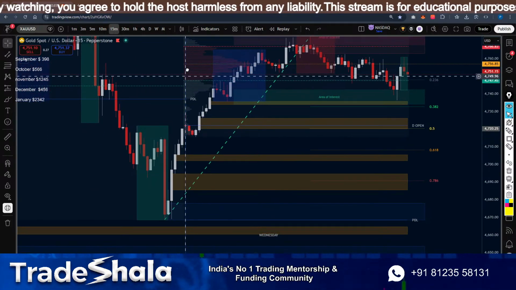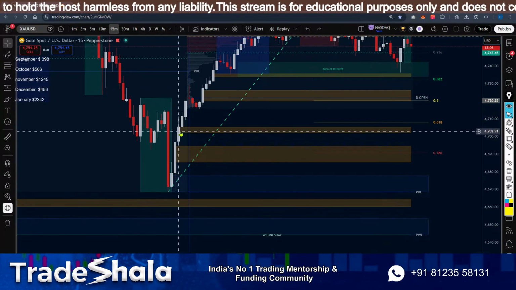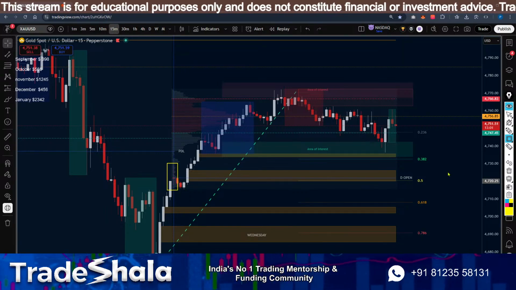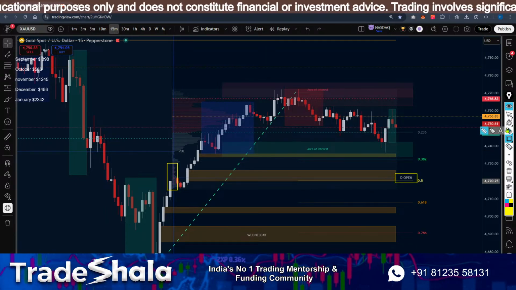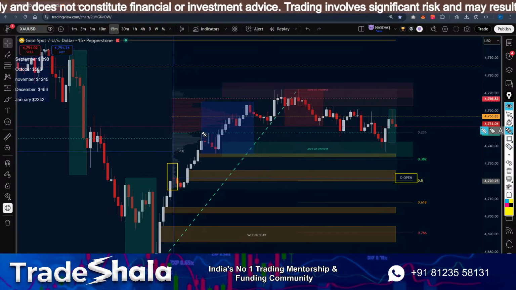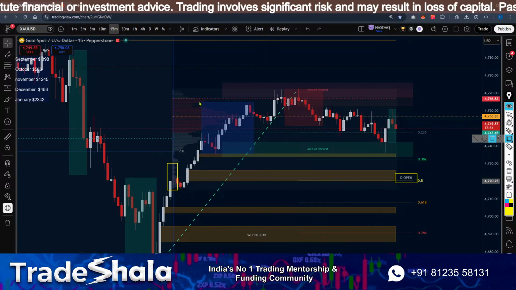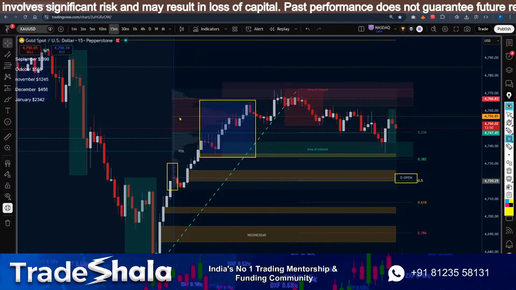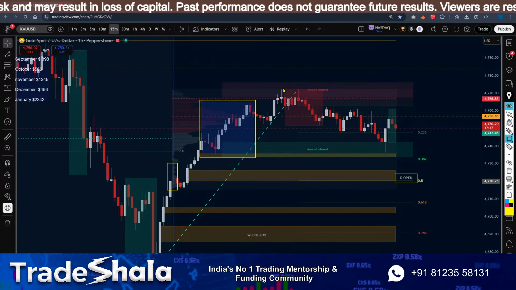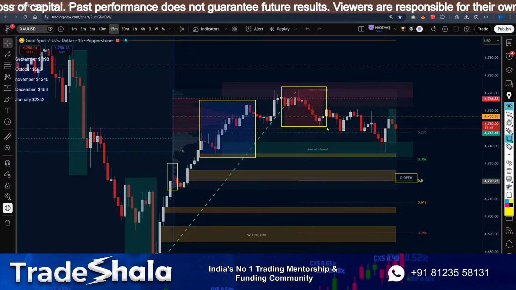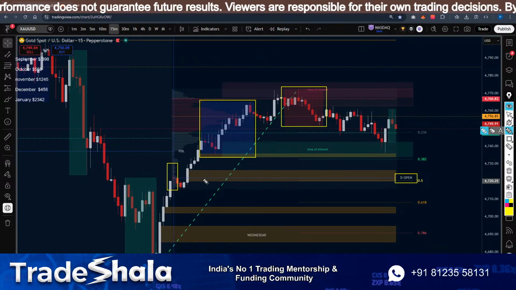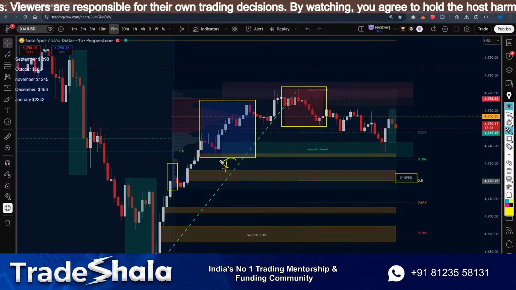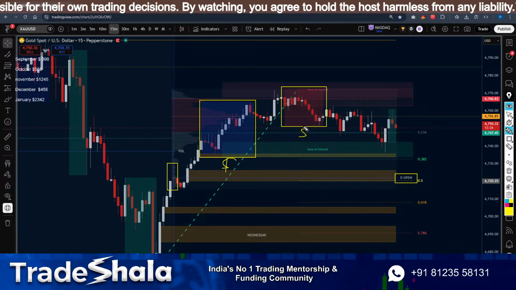What happened today? We opened up somewhere over here. This is where the daily open is, and from here this is the Asia session. Asia session started to accumulate slowly and went towards the upside. London came, London took Asia high and created something like this. Now the majority of the liquidity on the lower time frame is located below Asia, below the London session.